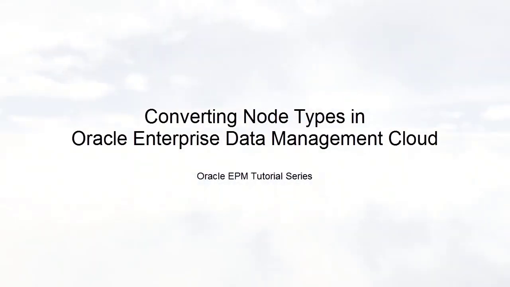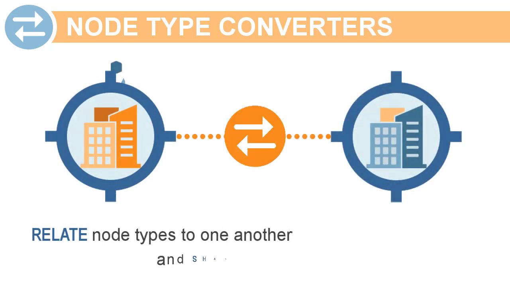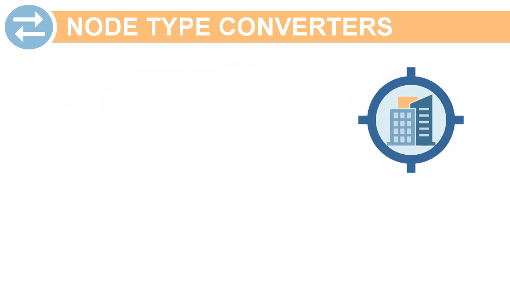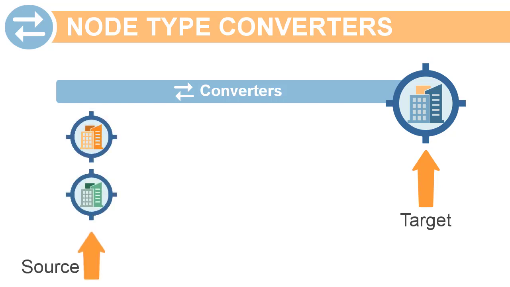Welcome to this step-by-step tutorial on how to convert node types in Oracle Enterprise Data Management Cloud. Node type converters relate one node type to another node type, which lets you share data across applications. You create and manage node type converters from the point of view of the target node type in the Node Type Inspector. You can add and remove source node types to use as node converters, and configure the source properties to copy to the target node type.